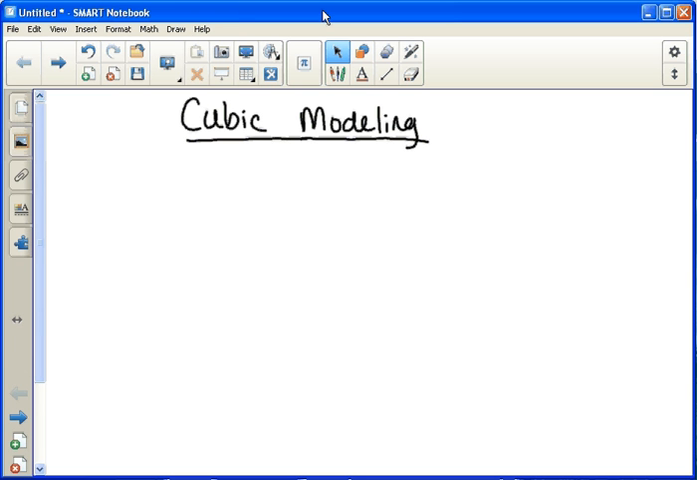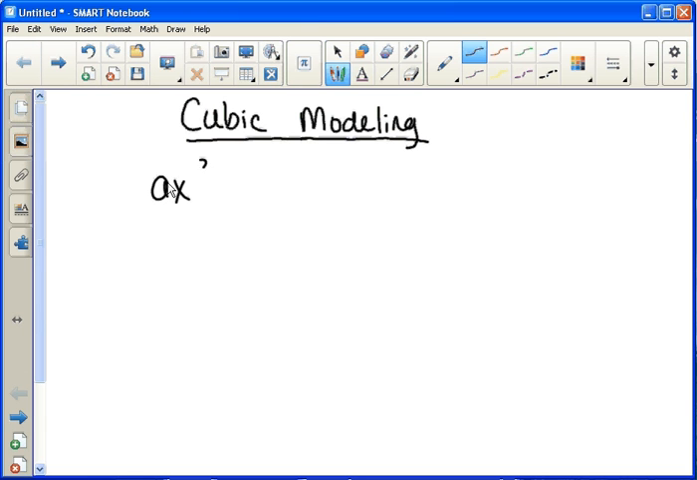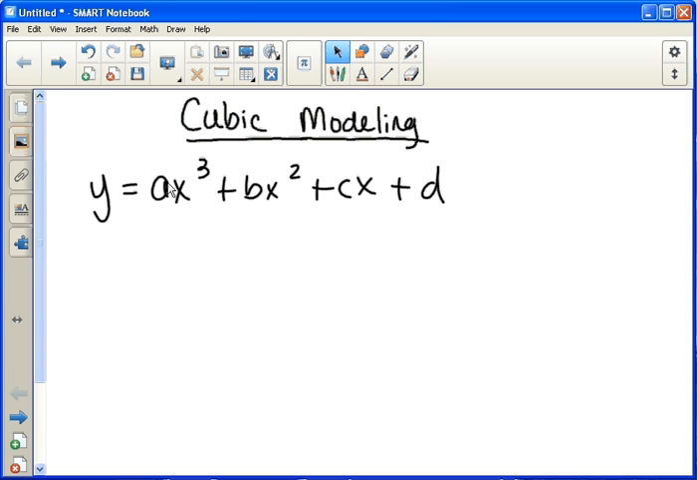And cubic functions are just functions that have a cubed in them. So their general form would look something like this: ax cubed plus bx squared plus cx plus d. So a cubic function is where its biggest exponent is 3. Now the main thing you need to know for this is how to model it in the calculator. In other words, how to graph some data and figure out a model that will fit that data.